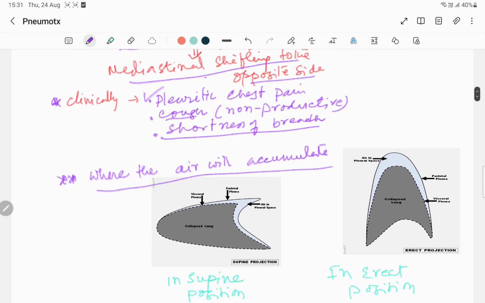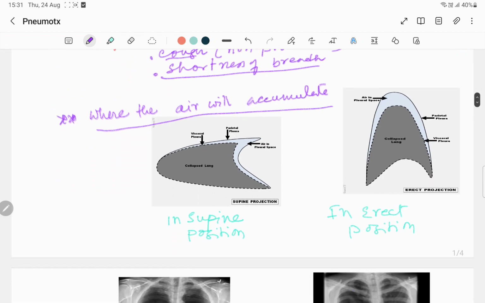Now, where will the air accumulate? In erect position, air will be accumulating on the lateral aspect of the chest wall. But in supine position, the air will tend to accumulate anteriorly.